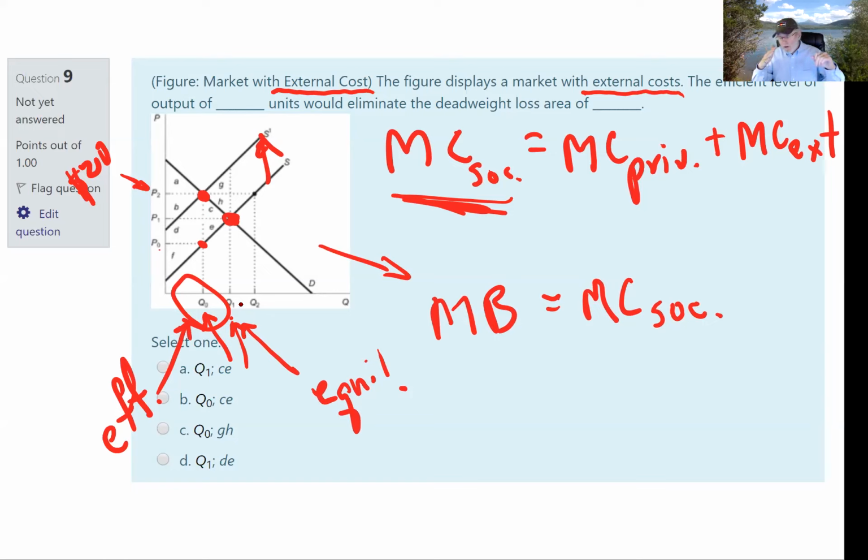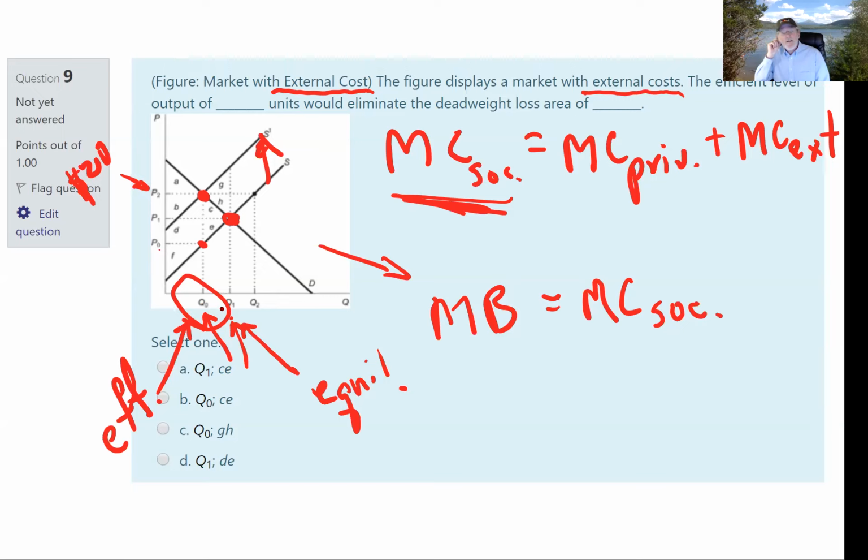Anytime you have an external cost, the private market outcome is going to involve overproduction. Anytime you have an external benefit, the private market outcome is going to involve underproduction, less than the efficient quantity. Okay, so here, since this is an external cost, if the government doesn't do anything, we're going to be at Q1. Efficiency requires we be at Q0.